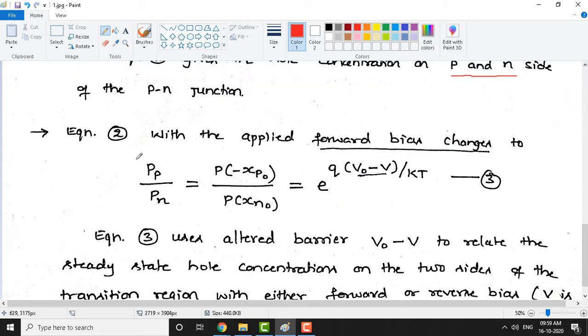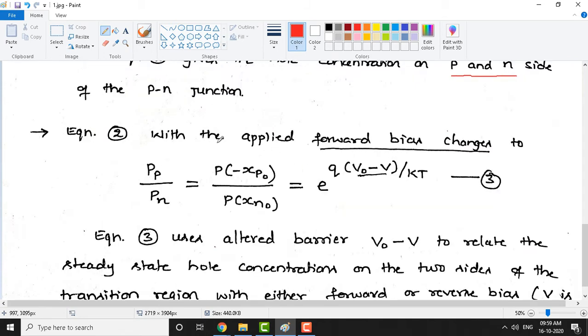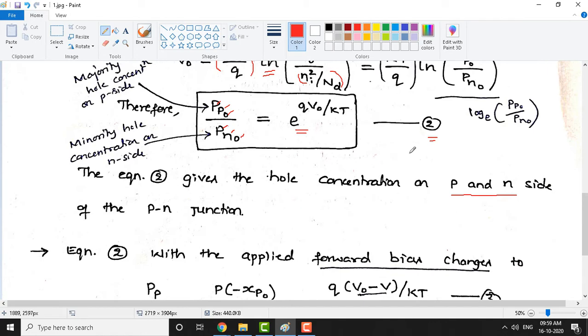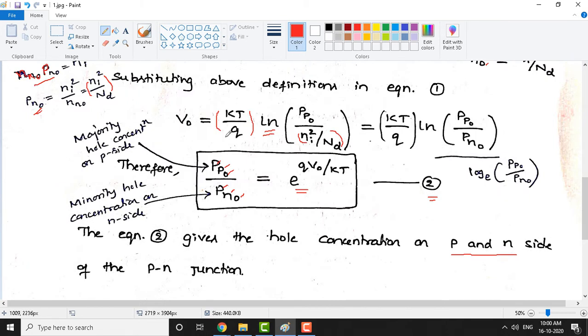Now let us see what we can further do with this equation 2. Equation 2, with applied forward bias, can be changed to an alternative equation, which you are seeing here as equation 3. If you are clear with equation 2, we are going to modify this equation for the applied potential. Here there is only the V naught term, which is the built-in potential. We have not introduced any voltage applied from an external source.